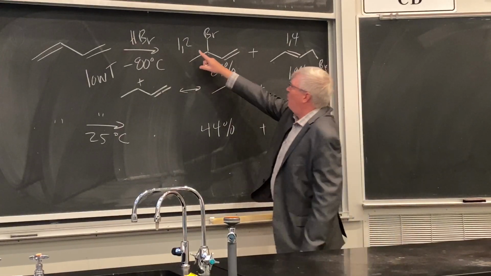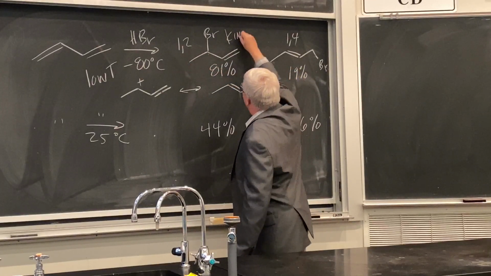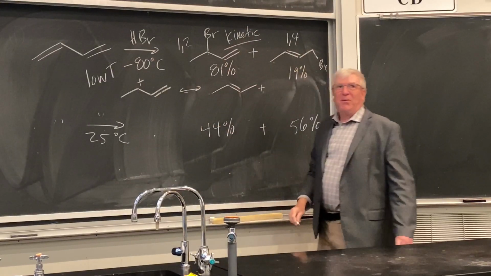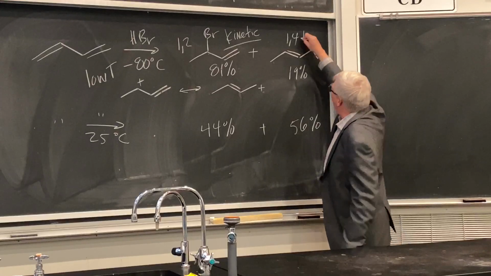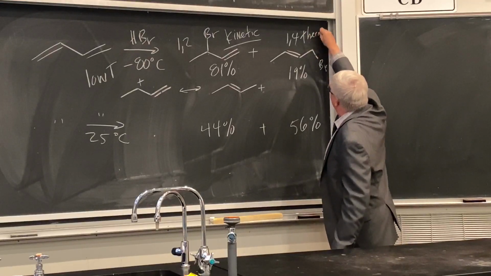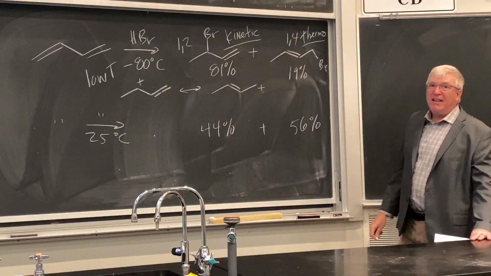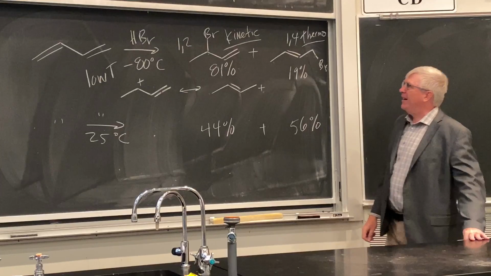So we're going to call the 1,2 one at low temperature the kinetic product. Kinetic, referring to what? The rate of the reaction. And we're going to call the 1,4 the thermo product. Okay, thermodynamic product. There we're referring to the stability of that compound. So you already might see what we're getting at here.